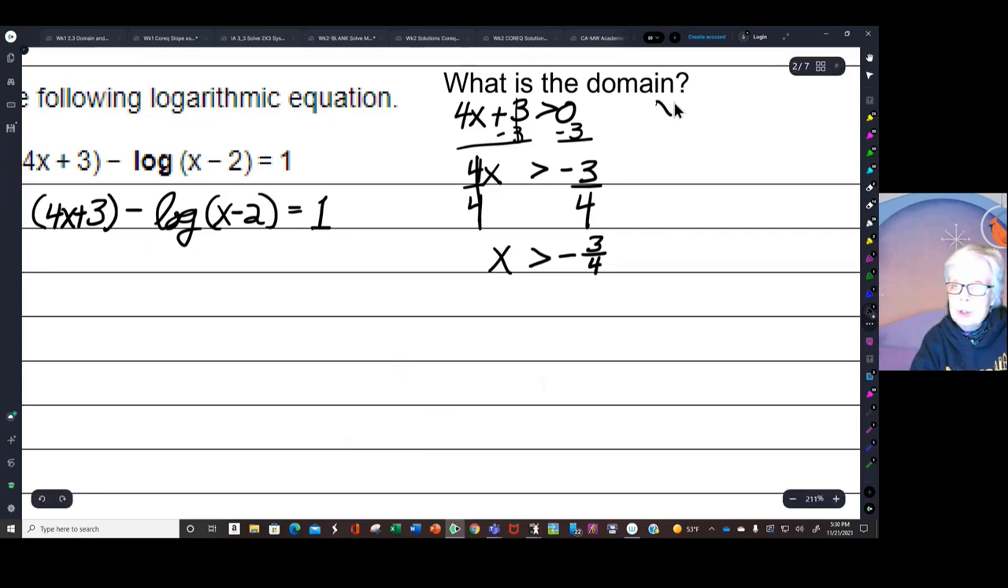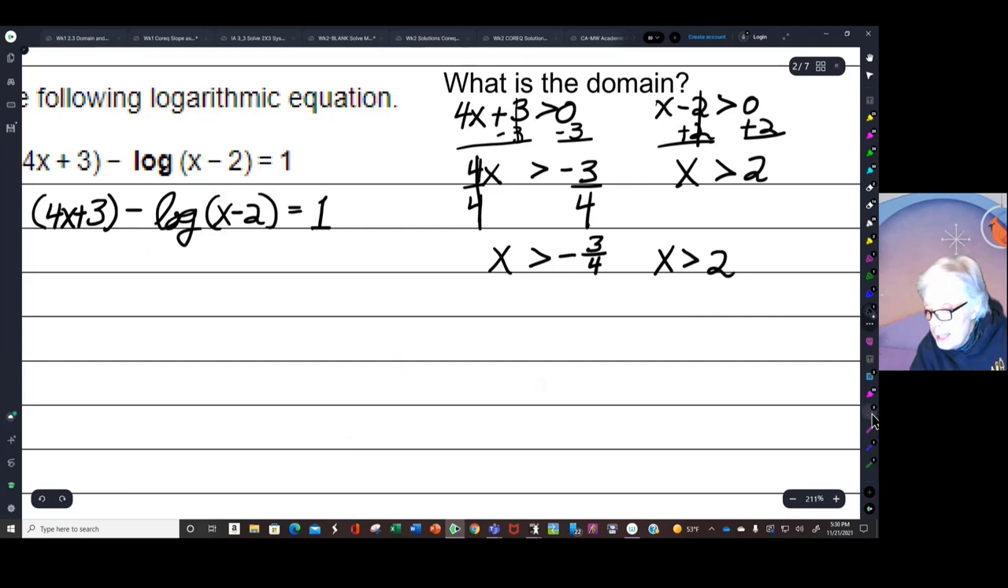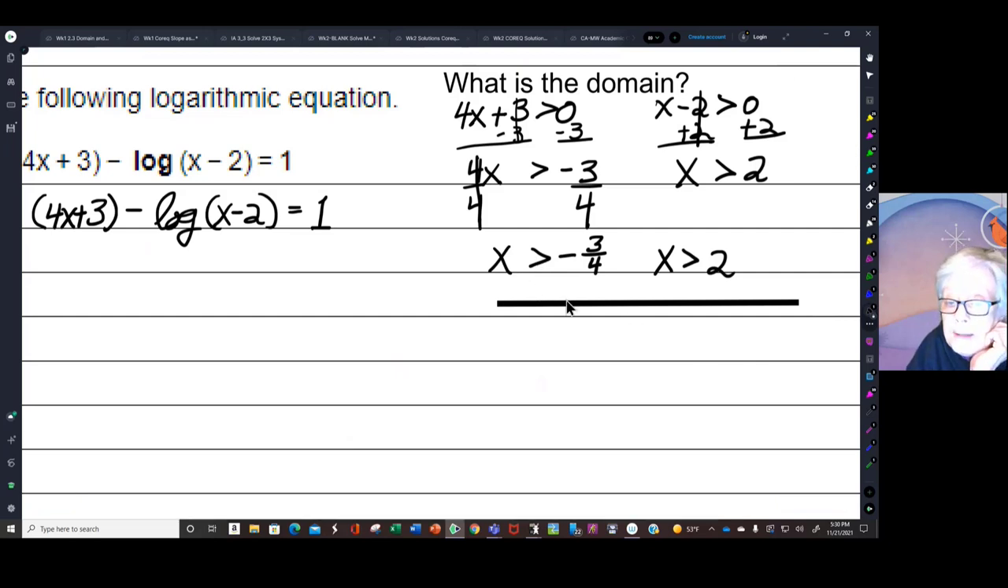Okay, x minus 2 has to be greater than 0. Add 2, add 2. X greater than 2. So x has to be greater than 2. Let's draw the x-axis. Big thick x-axis. Okay, now, negative 3/4 would be on the left, because 0 would be in here, and then 2 would be over here. We have to have two things going on at the same time, and maybe the answer is obvious to you now.